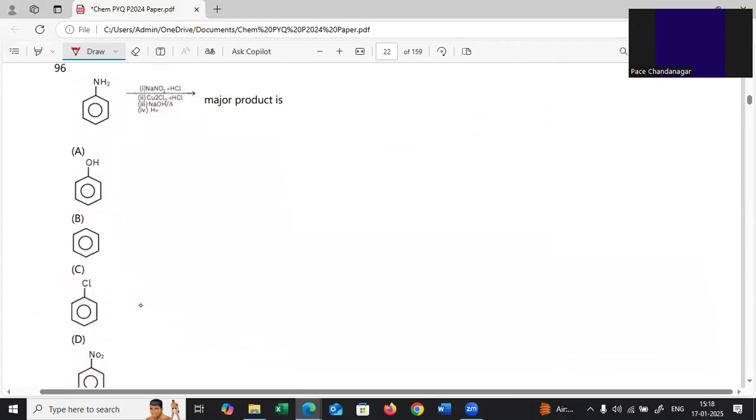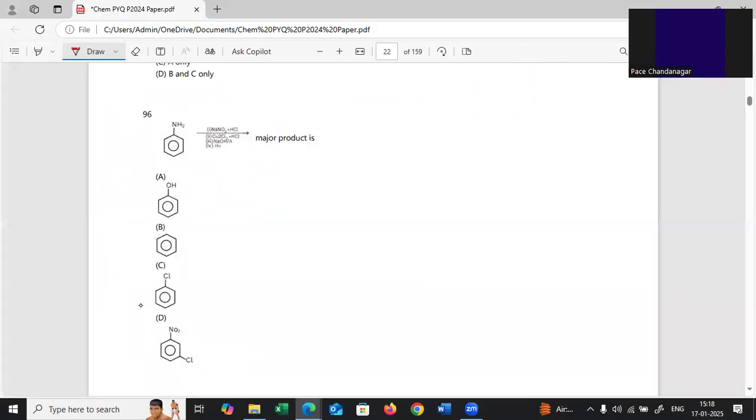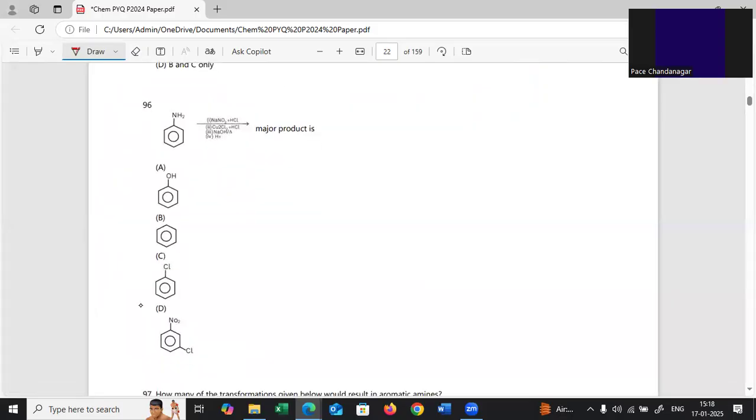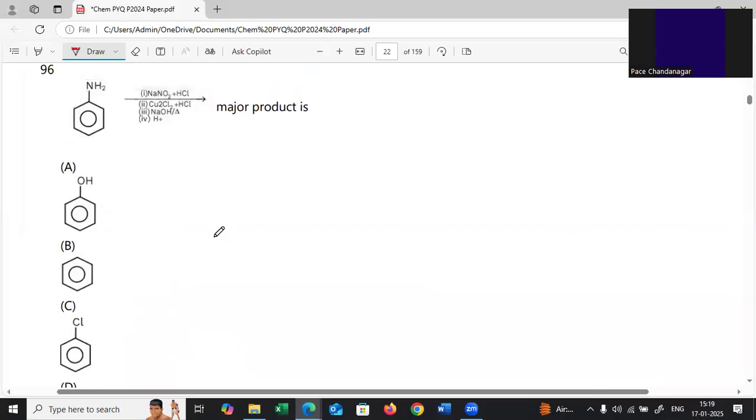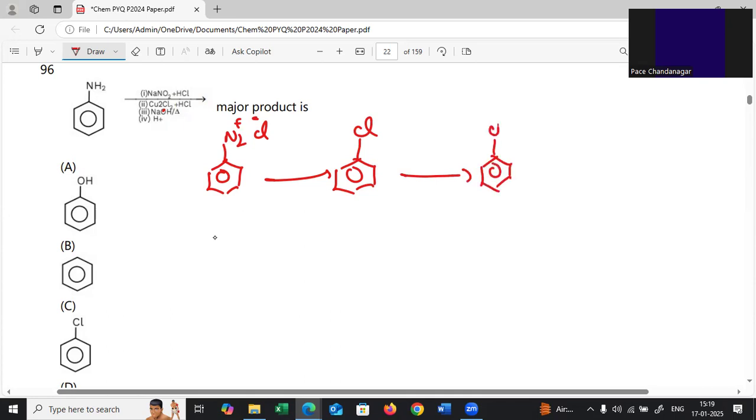Next, 96 organic here. NaNO2 and HCl, we have done it so many times. NaNO2 and HCl will be giving you what? One second. Diazonium salt formation. What is the diazonium salt? N2Cl, right? N2 plus and Cl minus. And then you have copper chloride and HCl, Sandmeyer reaction, right? You will have a chlorine there, chlorobenzene will form. And then NaOH, chlorine goes out. And then you will have OH here.